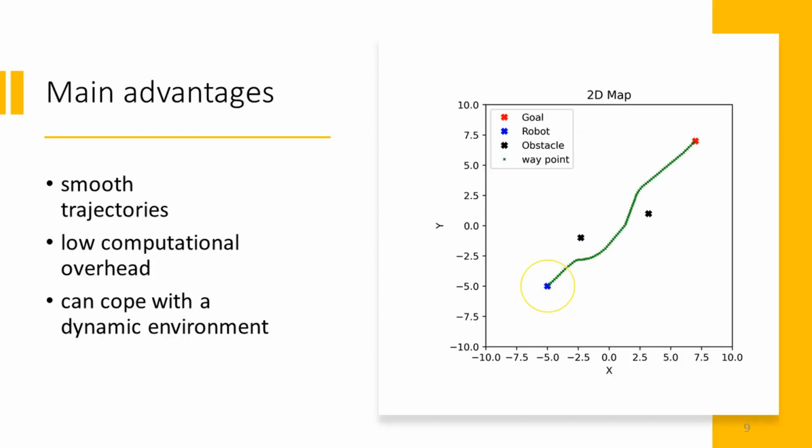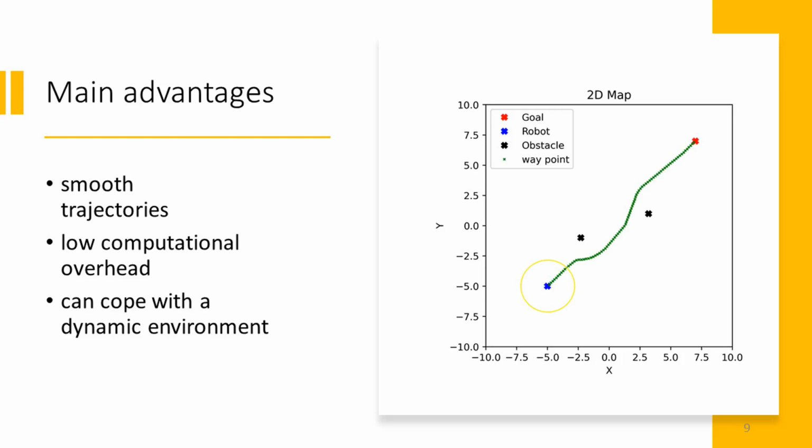The main advantages the potential field method has are smooth trajectories, if you use the gradient or a discrete approach with a very high resolution, low computational overhead, there are no matrix inversions or other computationally expensive operations, and the ability to cope with dynamic environments.